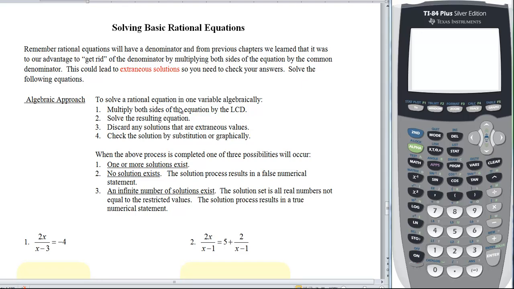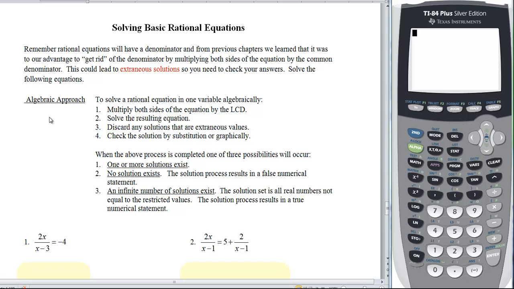So here's my algebraic approach. To solve a rational equation in one variable algebraically, multiply both sides of the equation by the lowest common denominator, solve the resulting equation, discard any solutions that are extraneous values, and check the solution by substitution or graphically.